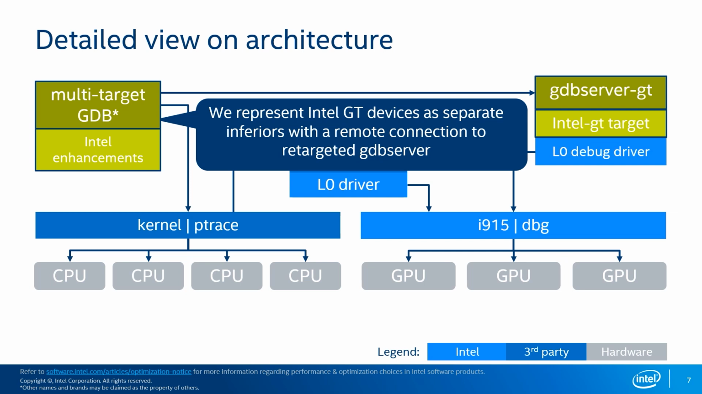GDB server GT is our GDB server which is aware of the Intel GT platform. In GDB, we model each GPU device as a separate inferior with the remote connection to GDB server GT. In order to run two inferiors with different target architectures, Linux native and Intel GT, we use the multi-target feature from GDB. With the Python API, we automated the launch of GDB server and attaching to it. So this is happening transparently to a user.